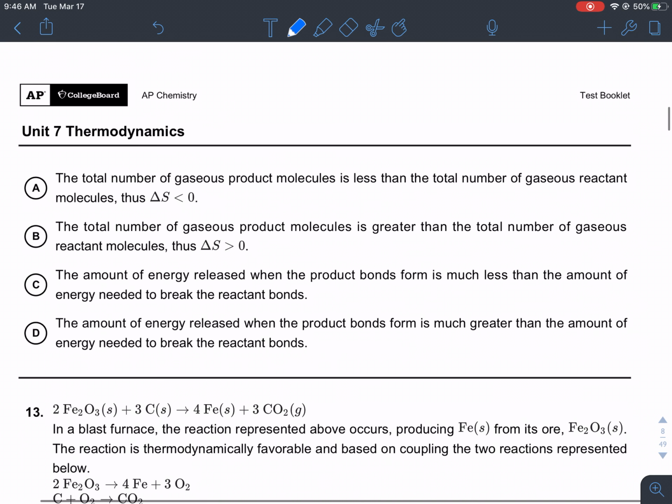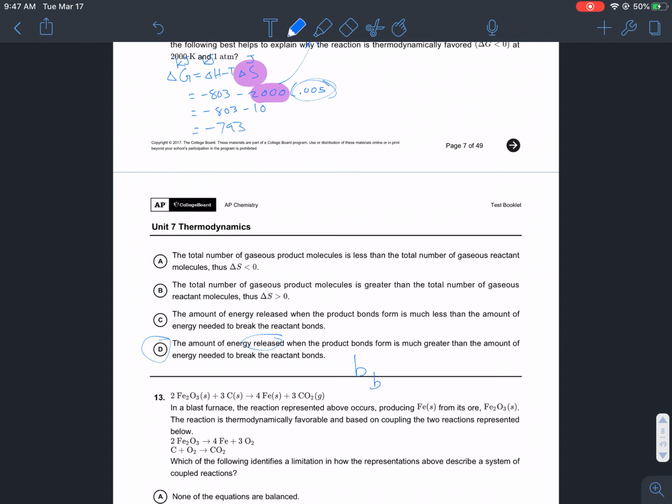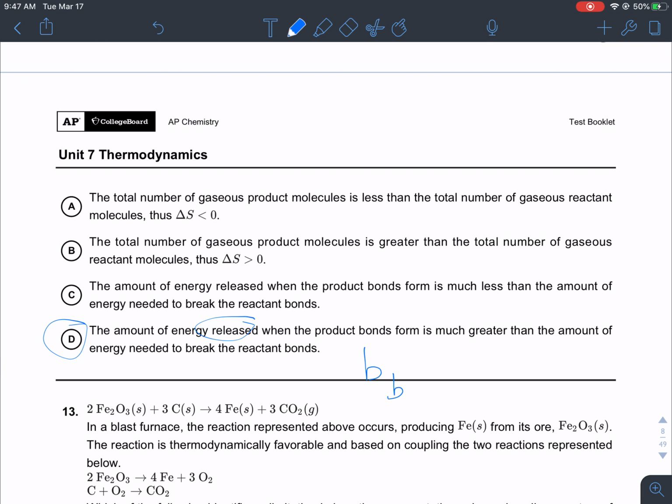But let's try to find the correct answer. So the correct answer for number 12 is D. The amount of energy released when the product bonds form is much greater than the amount of energy needed to break the reactant bonds. In other words, this is super exothermic. The amount of energy released when the product bonds form is much greater than the amount of energy needed to break the reactant bonds.